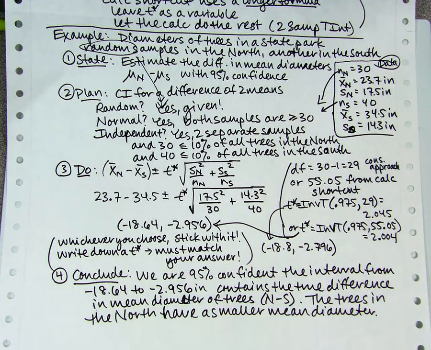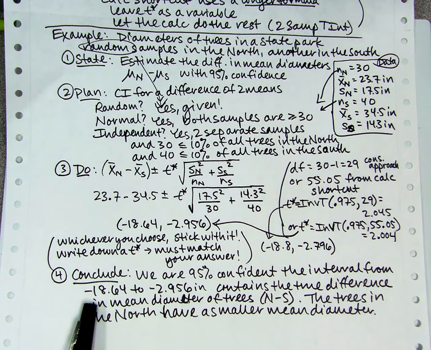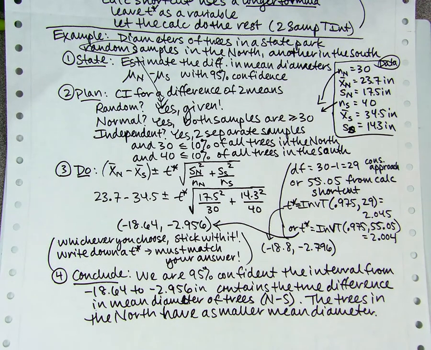And it could be smaller by anywhere from 2.9 inches to 18.64 inches. We're not sure, it's somewhere in there. And that's how you do a confidence interval.